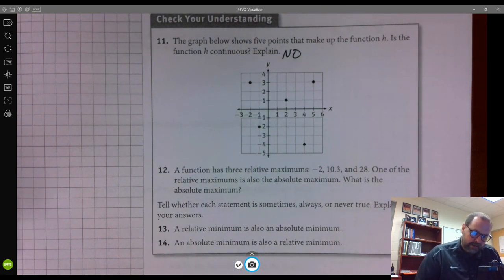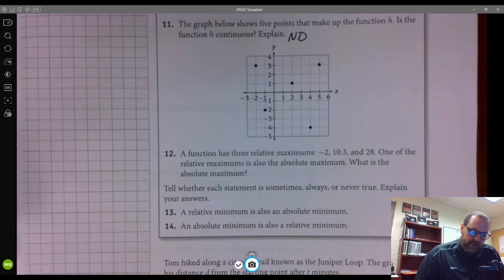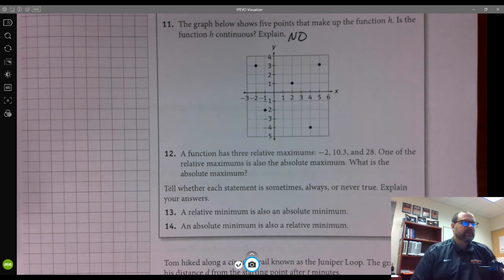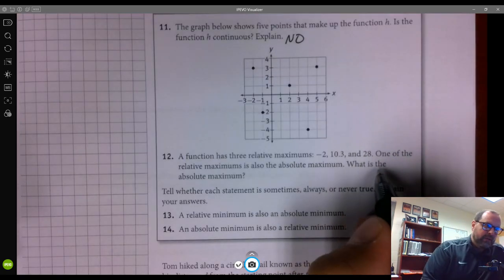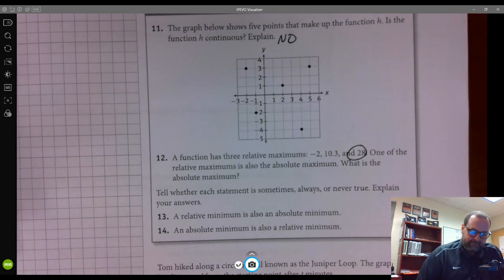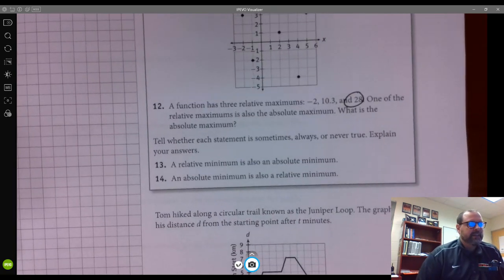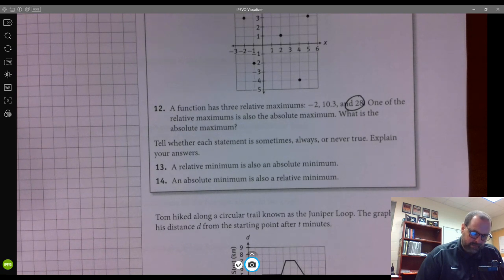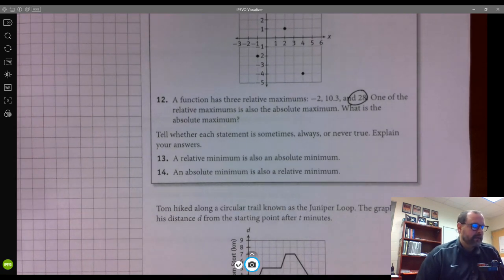Okay. All right. For number 12, a function has 3 relative maxes, -2, 10.3, and 28. One of the relative maxes is also the absolute max. Which one? Well, which one is absolutely the biggest number here? 28. Okay, so we talked about that. Here's an example of saying, okay, it has relative maxes, but it also always has an absolute max as the absolute highest.